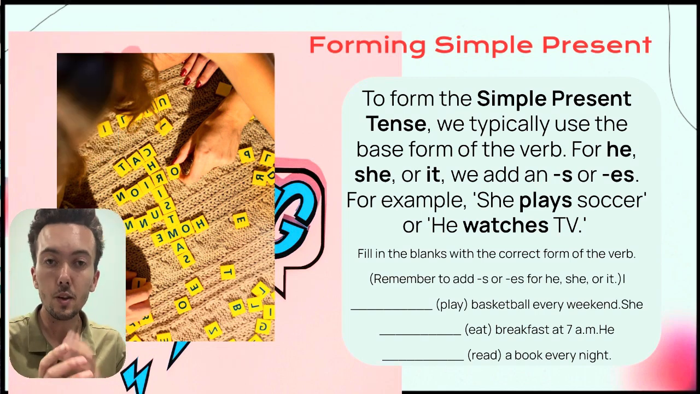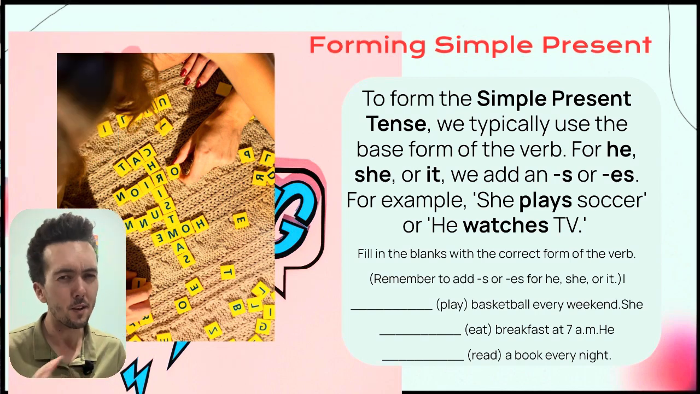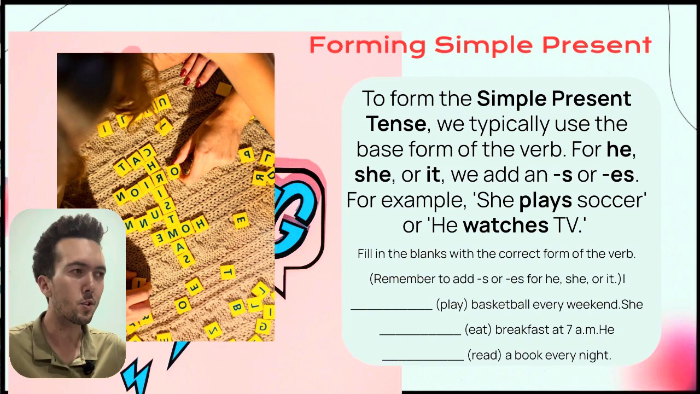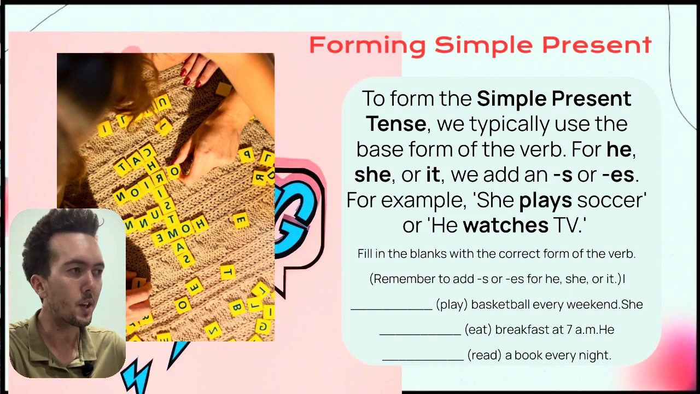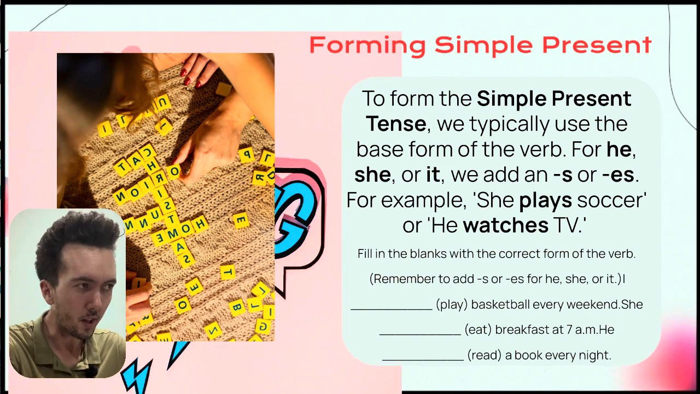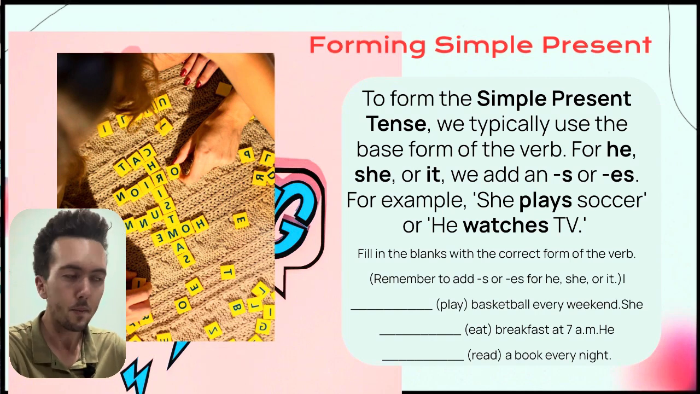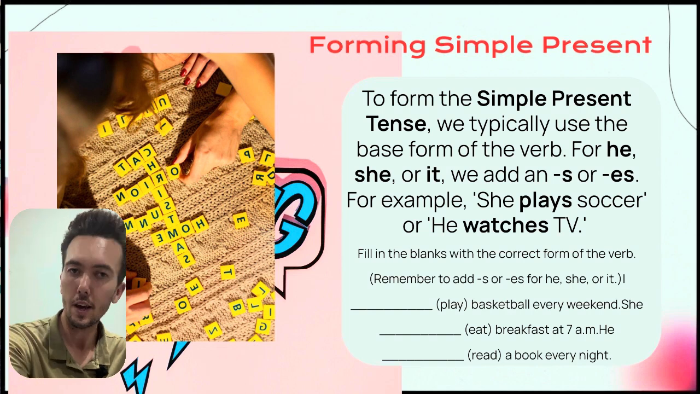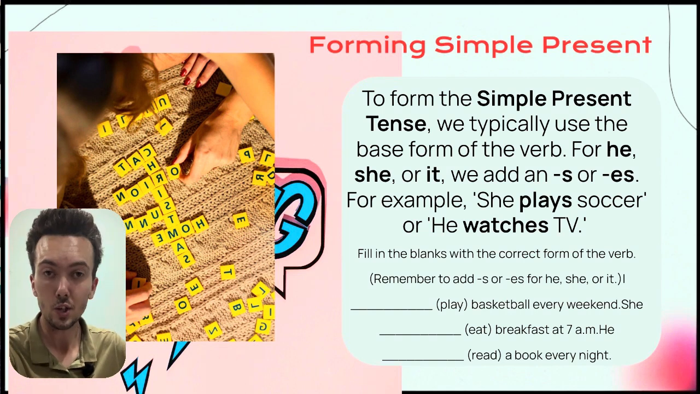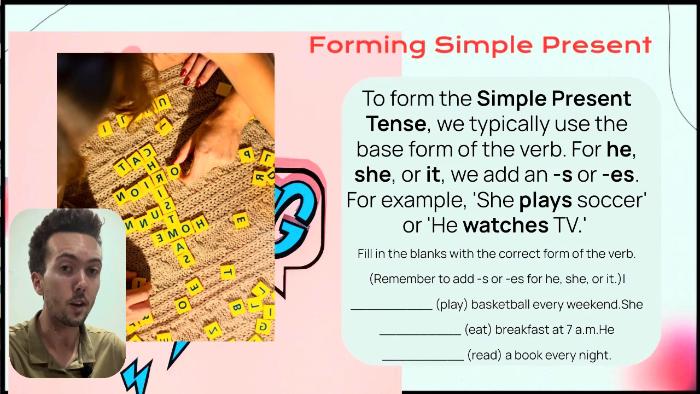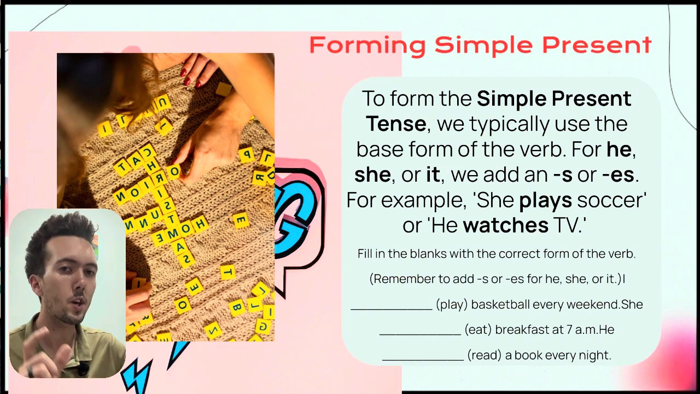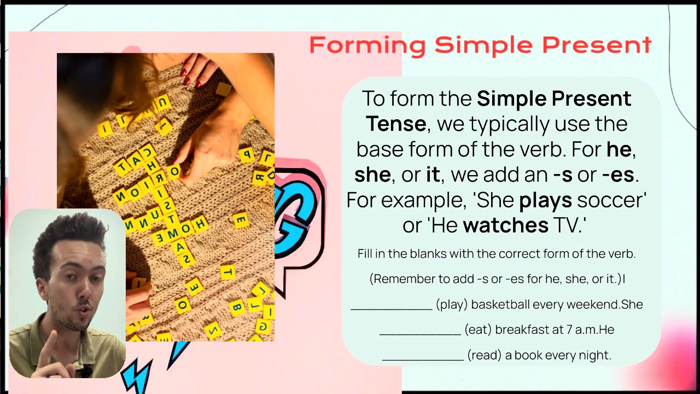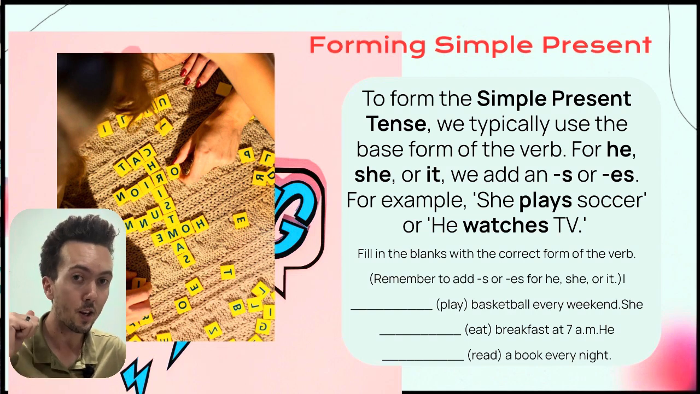Okay, so let's look at the questions. Now, I've made a bit of a typo. It looks difficult to read, but it's not that difficult. You'll see it's I something basketball every weekend. She something breakfast at 7 a.m. He something a book every night. So I would like you to change the verb so that it suits the subject of the sentence. Remember to go back to the description later to see if you did it right.